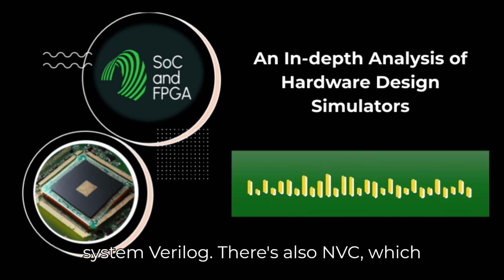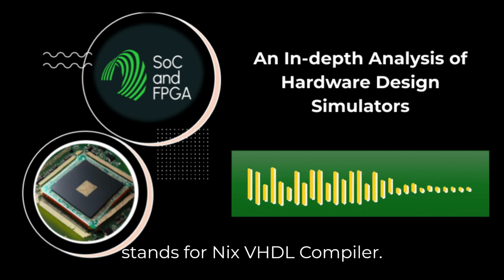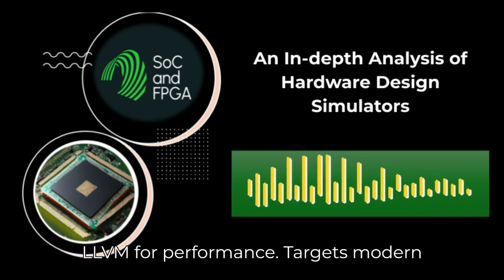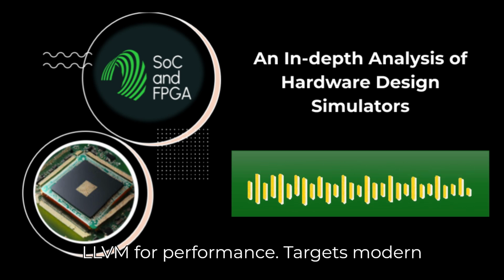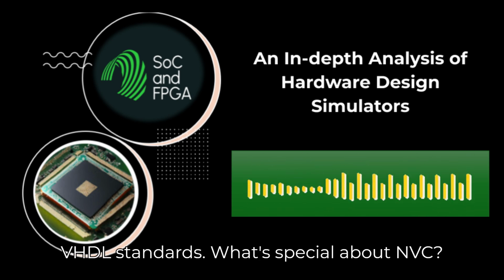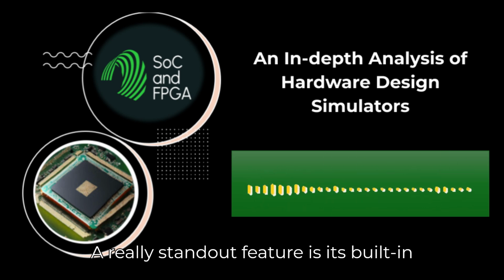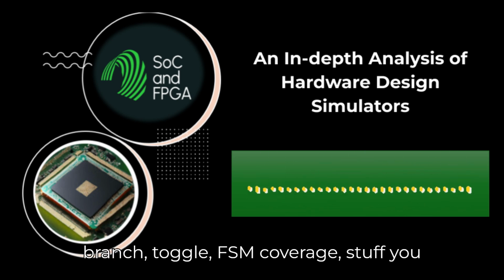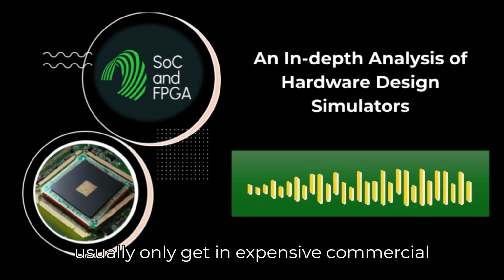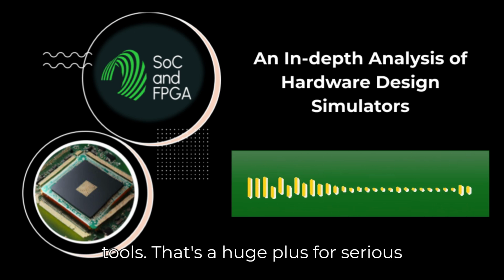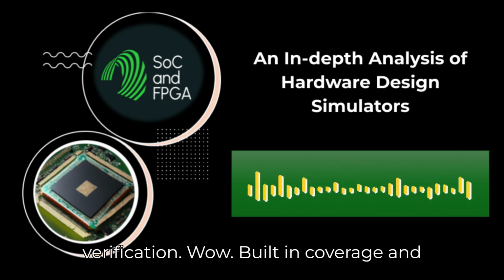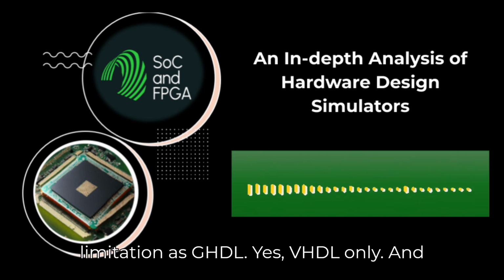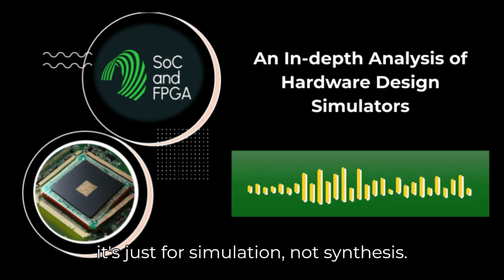There's also NVC, which stands for NVC, the New VHDL Compiler. Another high-quality option, also uses LLVM for performance, targets modern VHDL standards. What's special about NVC? A really standout feature is its built-in code coverage generation. Statement, branch, toggle, FSM coverage, stuff you usually only get in expensive commercial tools. It's a huge plus for serious verification. Wow, built-in coverage in open source. That's impressive. Same limitation as GHDL? Yes, VHDL only, and it's just for simulation, not synthesis.